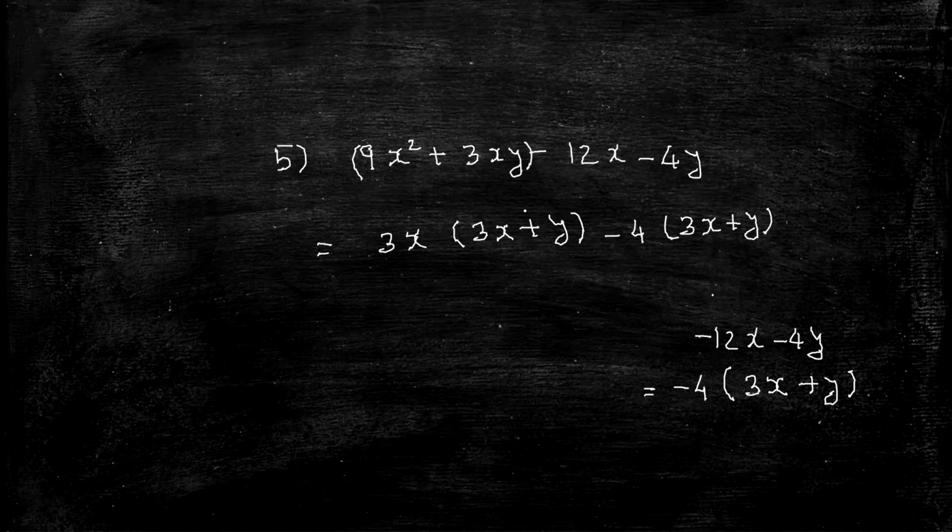So our aim is to get this factor same. Only then we would be able to take it out as a common one. So 3x plus y into 3x minus 4. We got it. I hope you understood how to factorize by rearrangement.